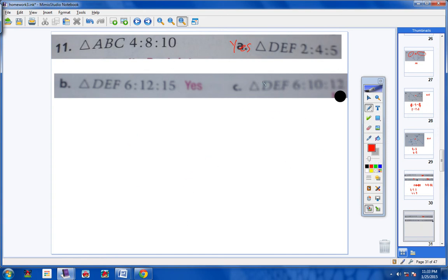And then lastly, 4/6, 8/10, 10/12. Well, guys, we can just stop right there. Look, 4/6 reduces to what? 2/3. And 10/12, that's going to reduce to 5/6. So there's no way all 3 fractions are going to be equal, okay? So, no, triangle C here is not similar to triangle ABC.